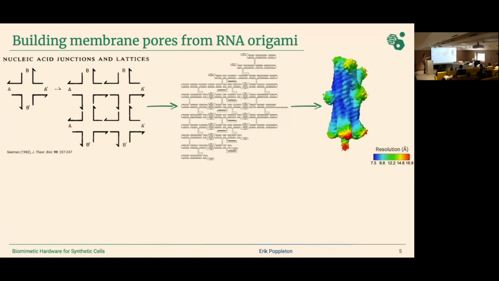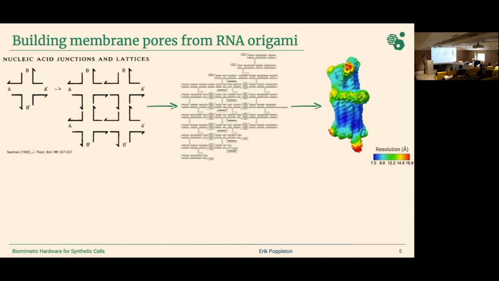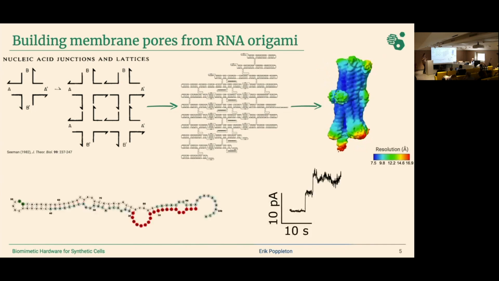And then we can express that. We can do cryo-EM on it and see that, yes, in fact, we do get a pore-like structure with binding overhangs here that we can use to functionalize with ways to interact with membranes. Now, the thing that I'm skipping over here is how exactly we do that. But suffice it to say, we have a membrane-binding RNA aptamer, so we're able to induce affinity for the membrane.